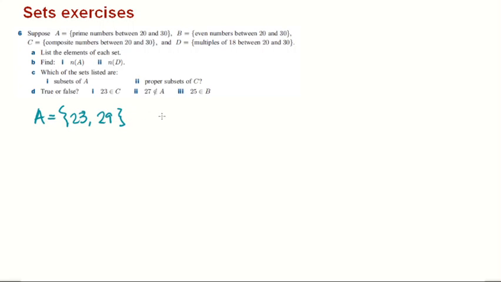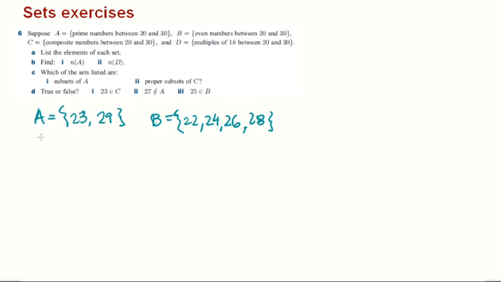Now B, even numbers between 20 and 30. So between, we're not considering 20 and 30. It's just between. We're not including them. So let's see. Even: 22, 24, 26, and 28.